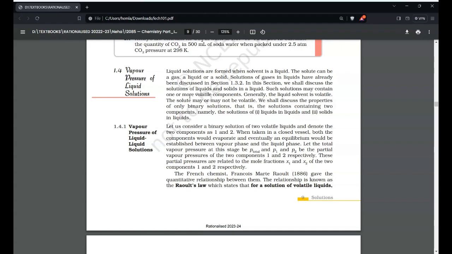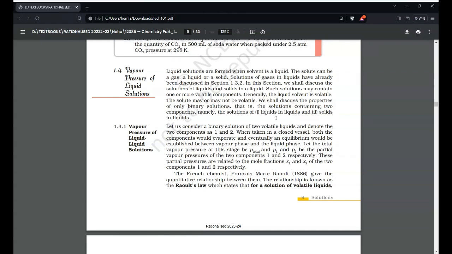Such solutions may contain one or more volatile components. Volatile in the sense कि vapors. Generally, the liquid solvent is volatile. The solute may or may not be volatile. We shall discuss the properties of only binary solutions. Binary solutions जो हमने देखा है, which have two components. तो यहाँ पे हम देखेंगे liquid and solids in liquids.